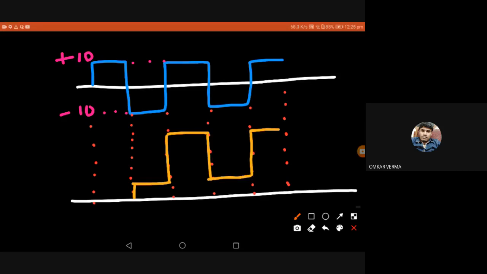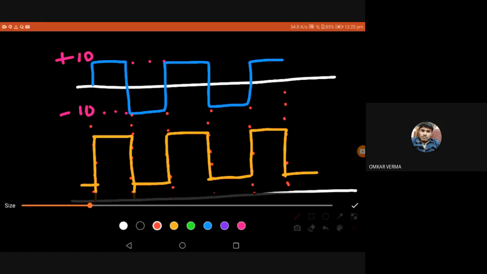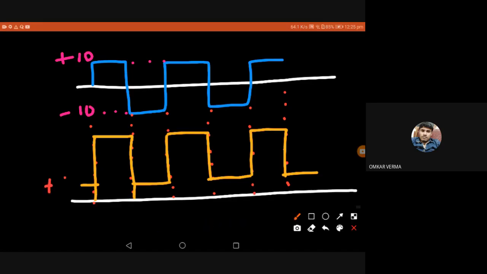Somewhat like this. Okay, so this is my output. Let me write this: it is plus 4 volt in the negative cycle and plus 24 volt in the positive cycle. You can see the input is not changed actually. The shape is remaining the same. And what is changed actually? It is the DC value that is changed.